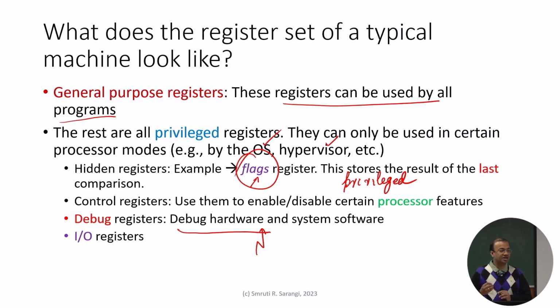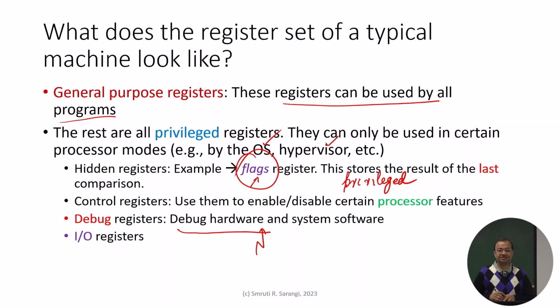All right. And then we have IO registers. The job of IO registers is that you write something in an IO register and then it gets reflected on your device. For example, you can have registers connected to your printer. You write something there, it will start printing. All of this is the prerogative of the operating system. Using them is the prerogative of the operating system, not of anybody else.